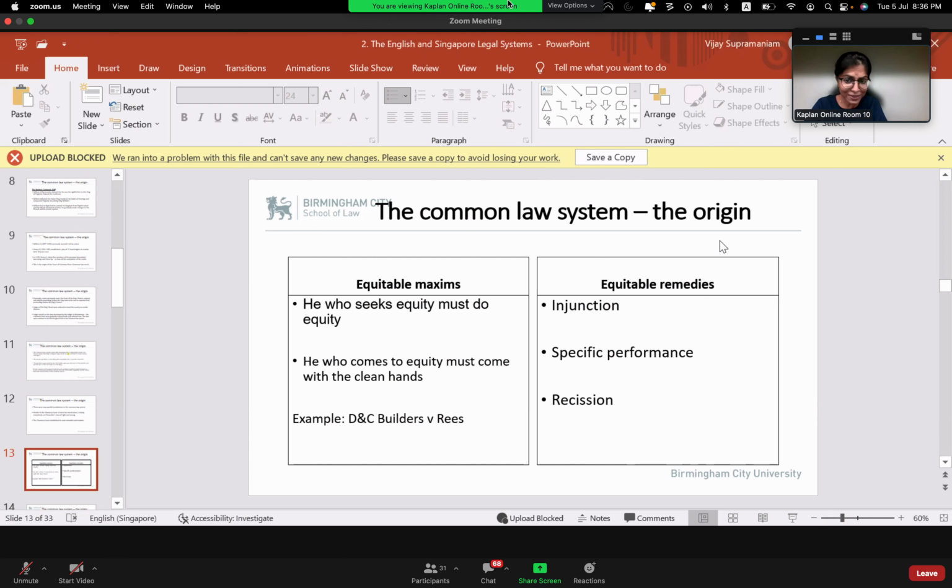What issue was this? Was it a contract issue or a tort issue? Do you know? Contract. Very good. This is a contract issue. Okay. So what was the dispute between DNC Builders and Mr. and Mrs. Reese? What was the main issue? What was the issue there?